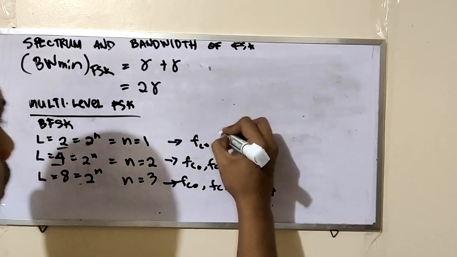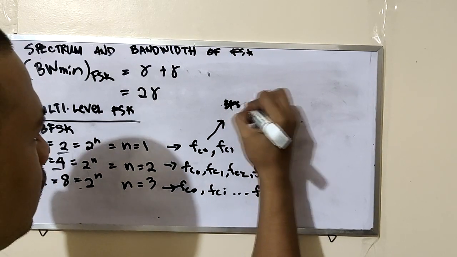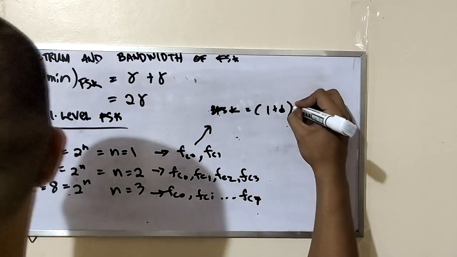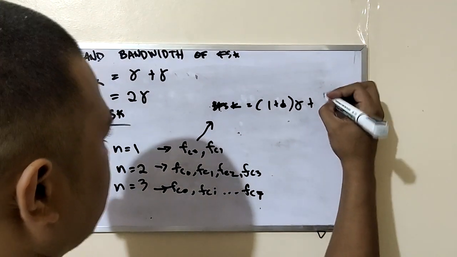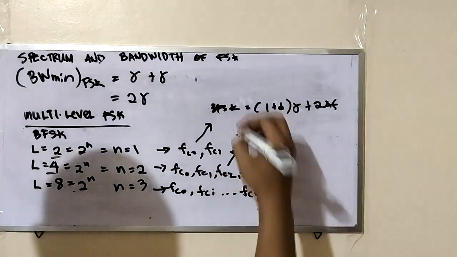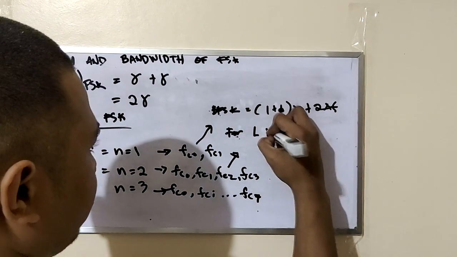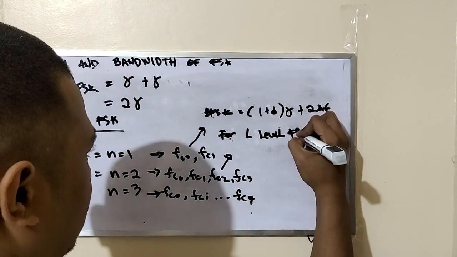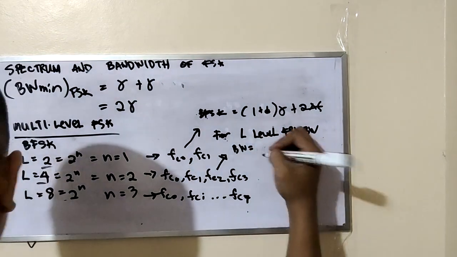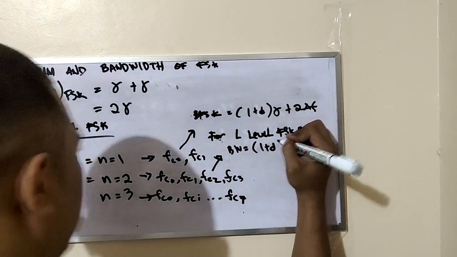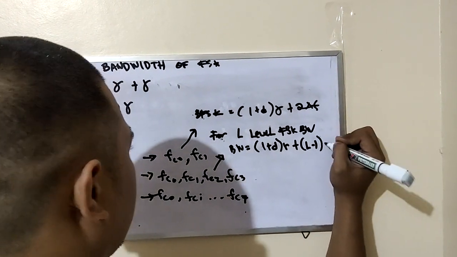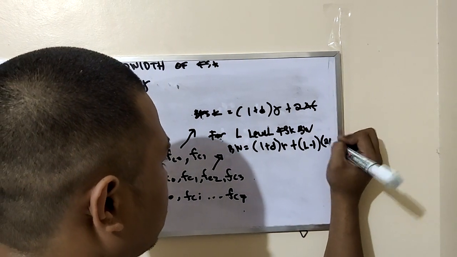So the bandwidth in this BFSK is equals to (1 plus D) times the baud rate plus 2 delta F. And if we have L levels, for L-level FSK, the bandwidth is equals to (1 plus D) times the baud rate plus (L minus 1) multiplied by 2 delta F.